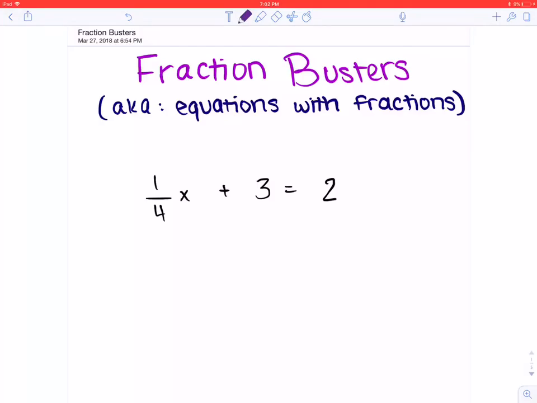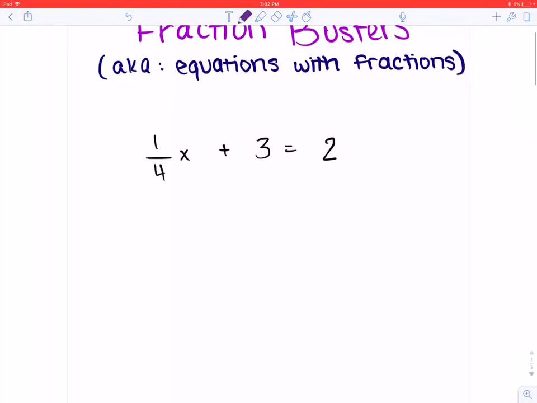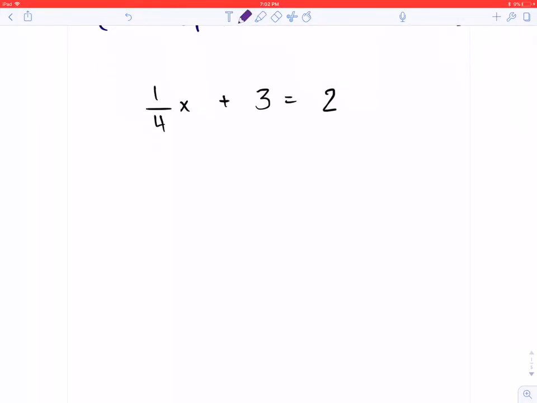All right, it's time to bust fractions. That's right. Fractions in equations are not that scary. So let's take a look at how we bust them. Let's take a look at this first problem.